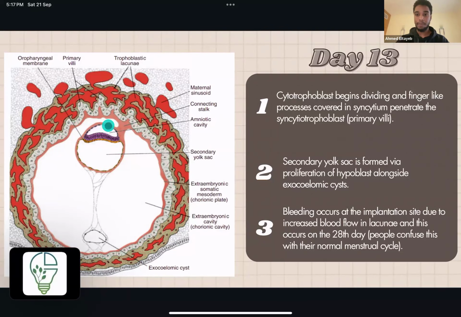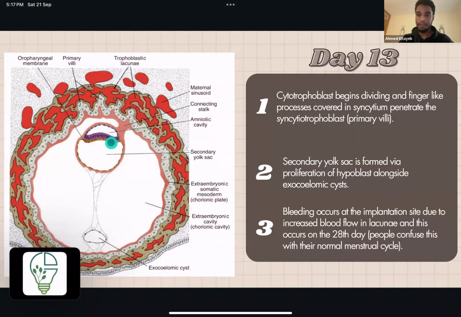The extraembryonic cavity is lined by the extraembryonic somatic mesoderm. And just an important note, the extraembryonic somatic mesoderm and the cytotrophoblast together make the chorionic plate. Okay, what about this structure here? This is the connecting stalk. The connecting stalk is basically extraembryonic mesoderm connecting the somatic and the splanchnic mesoderm.